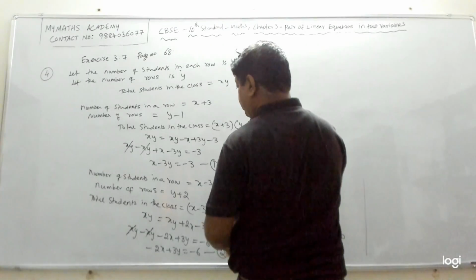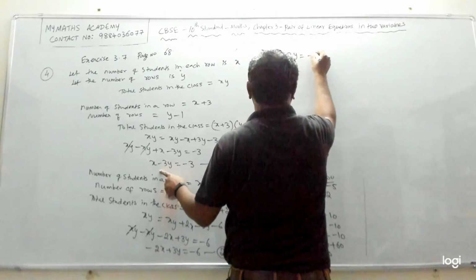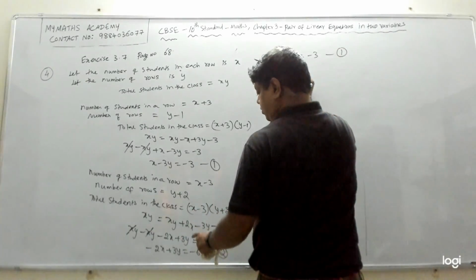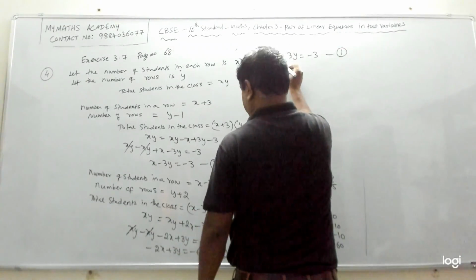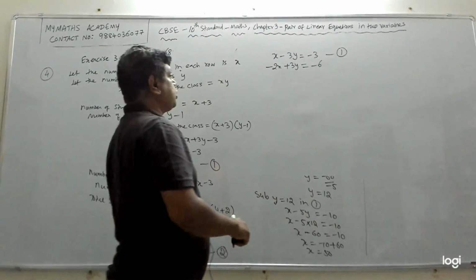So what is equation 1? Equation 1 was x minus 3y equal to minus 3. That is the first equation. Then minus 2x plus 3y is equal to minus 6. Now we should solve these two equations.